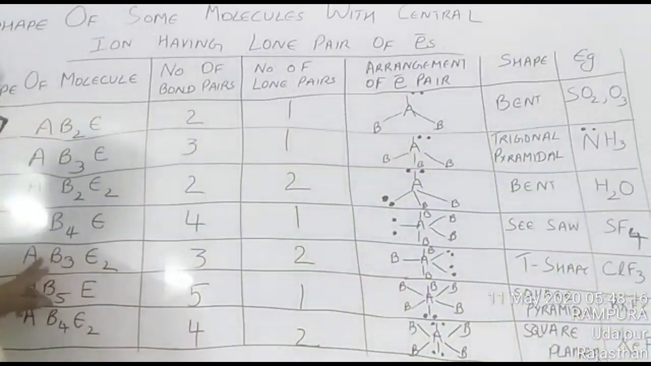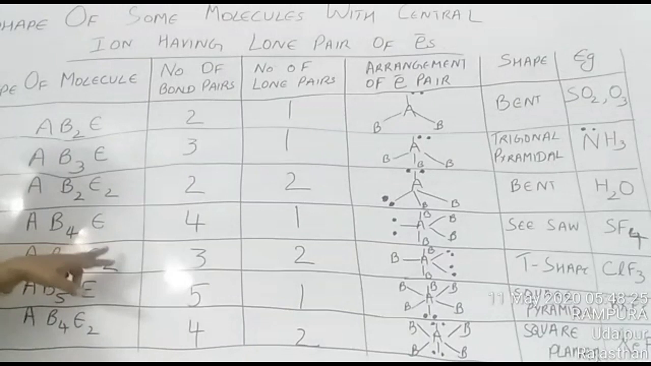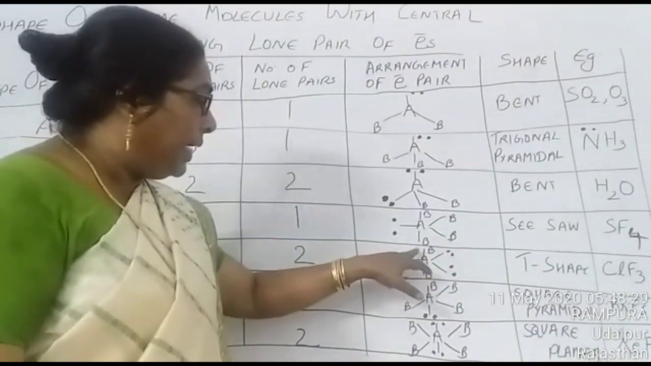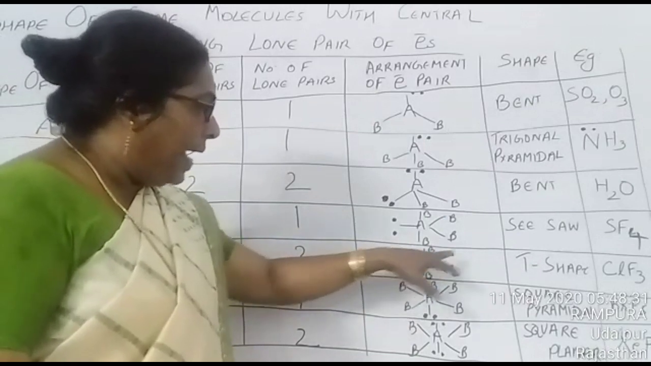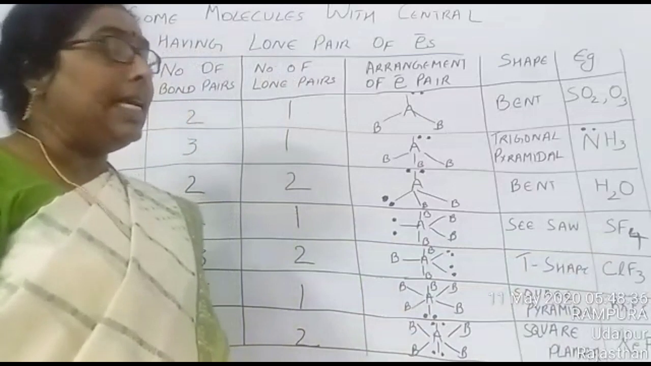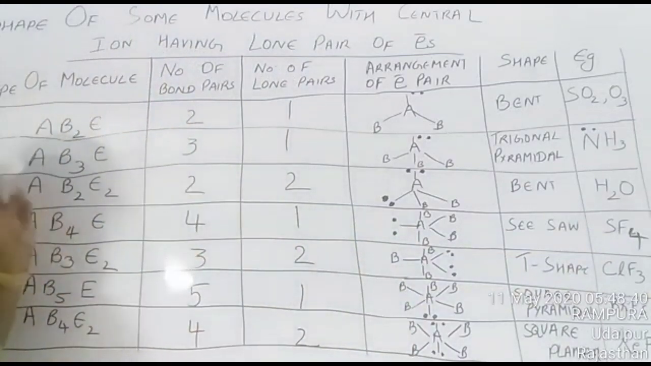Okay, next one, let us consider if the type of molecule is AB3E2, meaning it is having three bond pairs and two lone pairs. Here you can see the presence of two lone pairs and just see the shape children. It has a T-shaped structure. So as an example we can consider ClF3, which is an example for the type of molecule which possesses three bond pairs and two lone pairs.